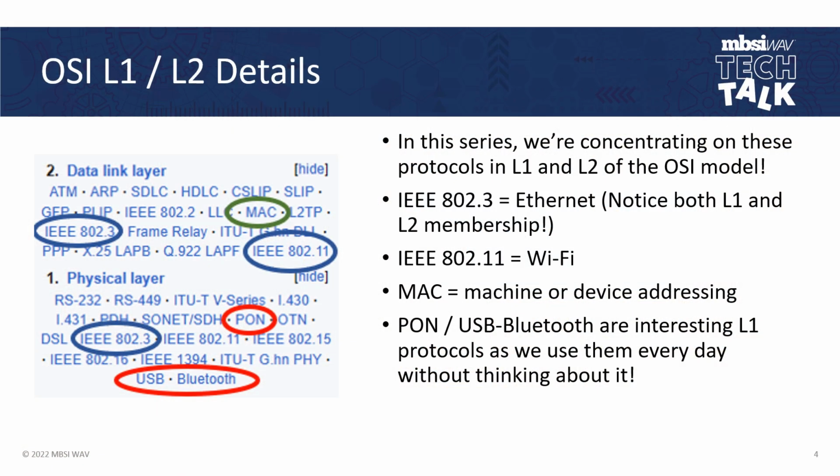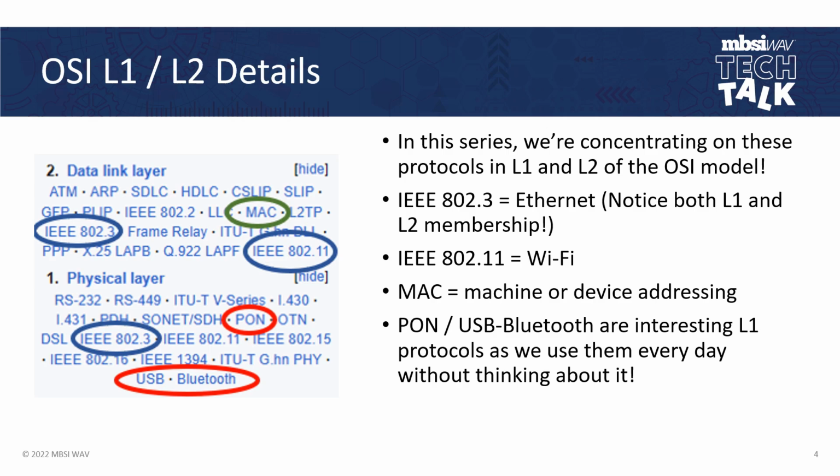All right, so here we have the physical layer and the data link layer, and this is what we'll concentrate on here. 802.3, IEEE 802.3, is the Ethernet standard. It has both layer 1 and layer 2 membership. The IEEE 802.11 standard is Wi-Fi. It also has physical layer and data link layer membership, as do most of the protocols in here.